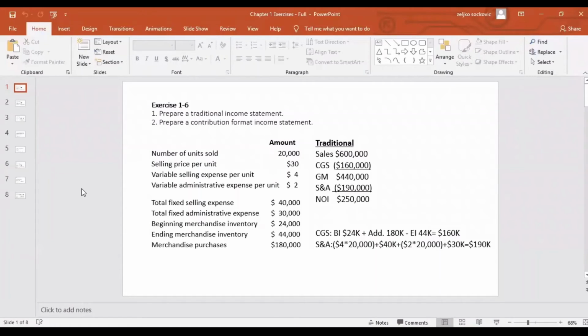But basically, in this exercise, you already have to start using your knowledge of that equation that I said: beginning inventory plus additions, purchases, minus ending inventory. So here we have beginning 24, we are adding 180. So basically, you have to calculate your cost of goods sold here, 160.